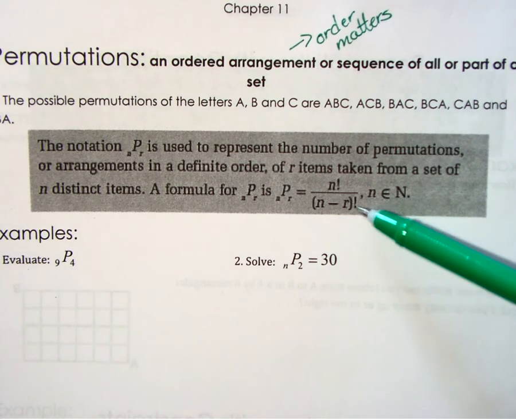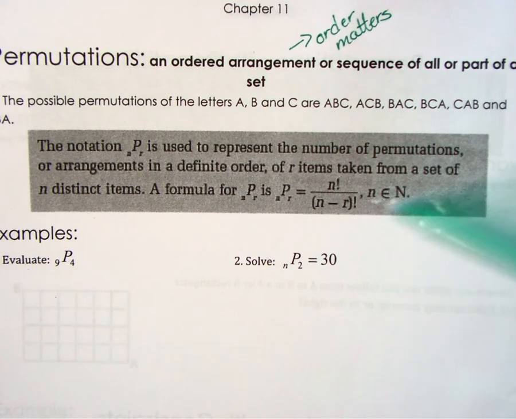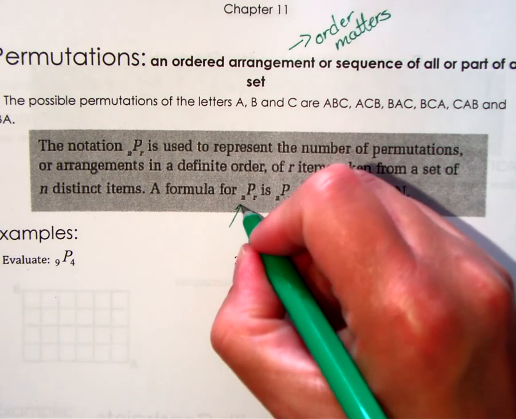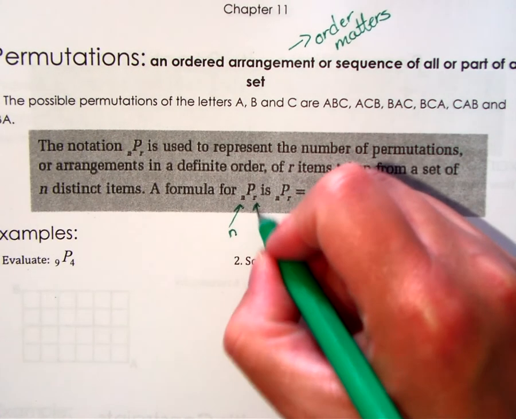Okay, this formula, ladies and gentlemen, is on your formula sheet, so you don't have to remember it. Okay. By the way, that's an N. It's hard to see, and that's an R.